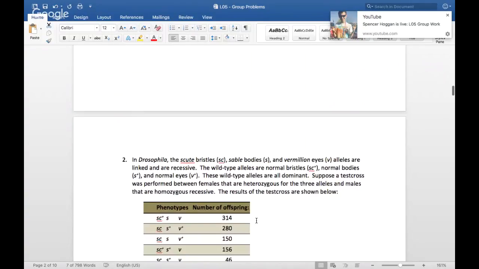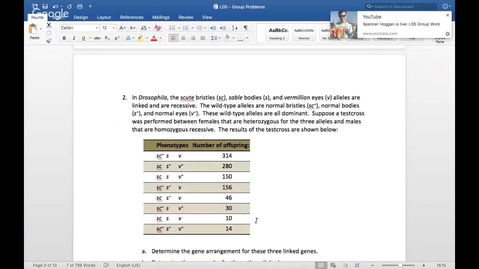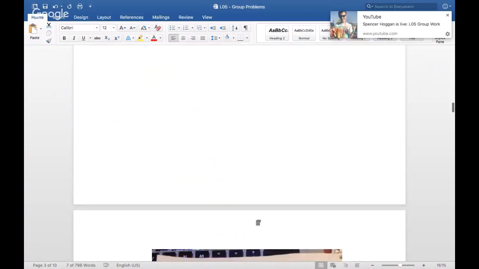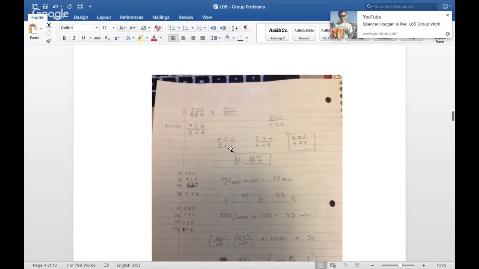So now that we went in super depth on 1, we'll just kind of take it easier on 2. You're going to do the same 4 steps again. So you'll have your parental, which is the most abundant. And then you'll have to find your order. You'll use the least abundant. You'll come up with VBS. Then you'll take the smaller numbers and your other small numbers. You'll end up with 100 over 1,000 times 100. You end up with 10 map units.